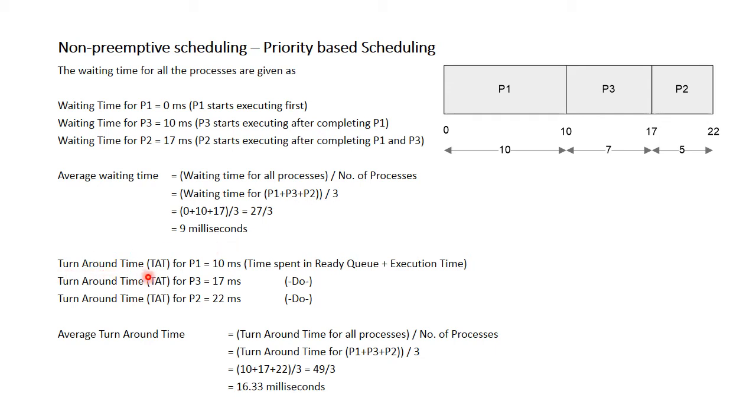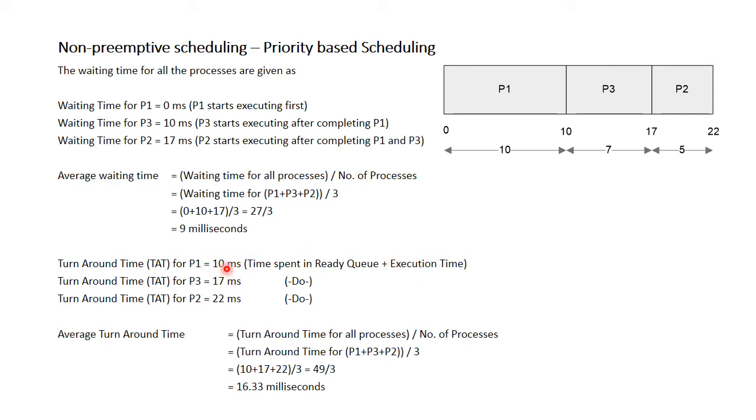Turnaround time definition goes like this. The turnaround time is equal to the time spent in the ready queue plus the execution time. So the turnaround time for process P1 is 10 milliseconds. Okay, that is because the time spent in the ready queue is 0, and the execution time is 10 milliseconds. So the sum will be 10 milliseconds.